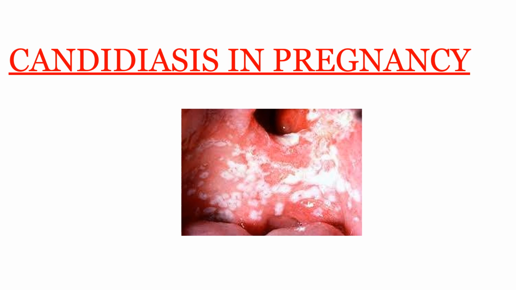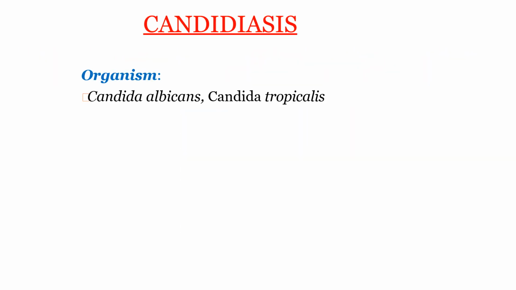Today we are going to see about candidiasis in pregnancy. That is, fungal infections occur during pregnancy, and it is a very common problem. We are going to see the reason for that and how we can manage it. The causative organisms for candidiasis include Candida albicans and Candida tropicalis. These two microorganisms are causing this candidiasis.